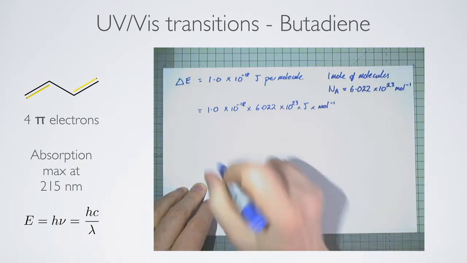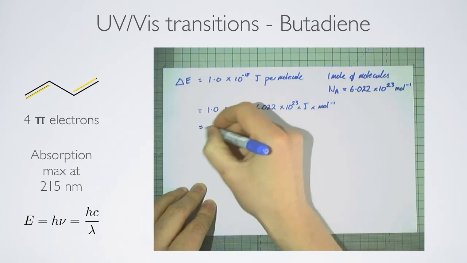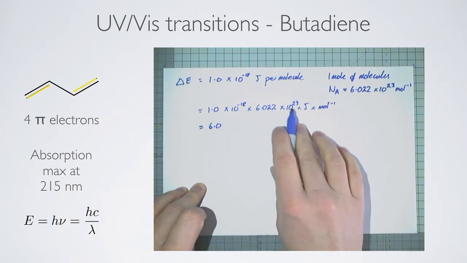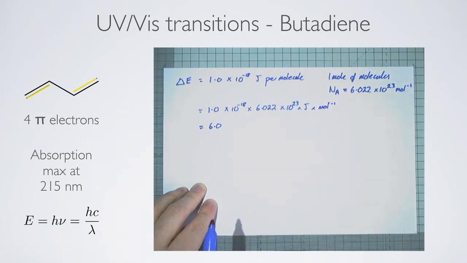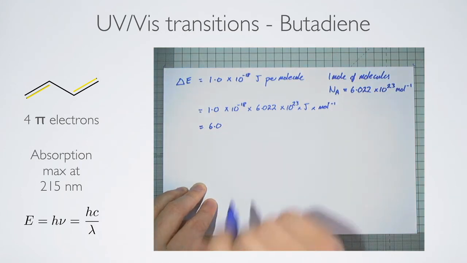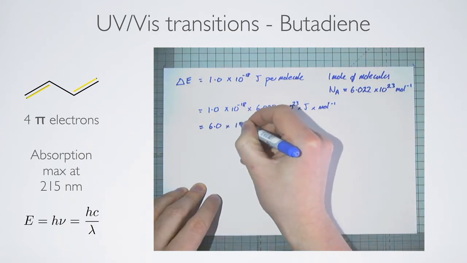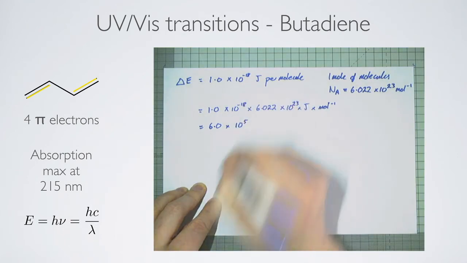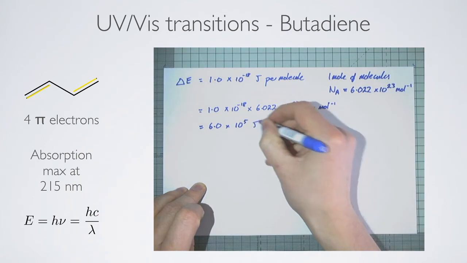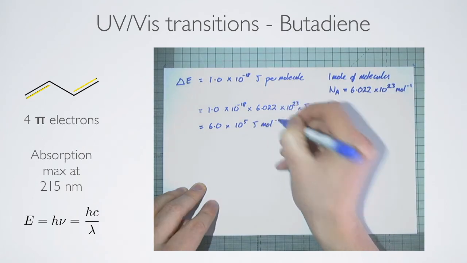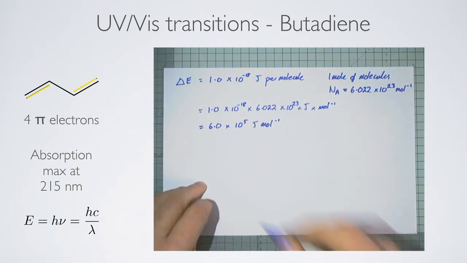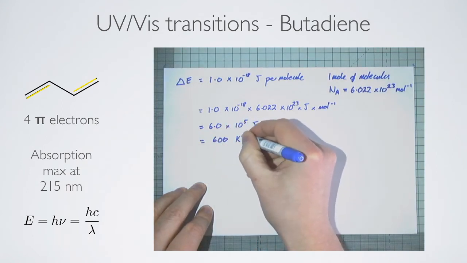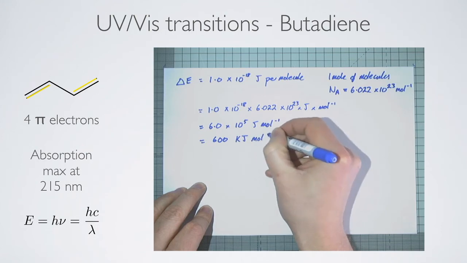Again, combine the significance, we get 6.0-ish. We combine the powers, which is negative 18 added on to 23, which gives us 10 to the power 5 joules per mole. Or to put it another way, this is 600 kilojoules per mole.